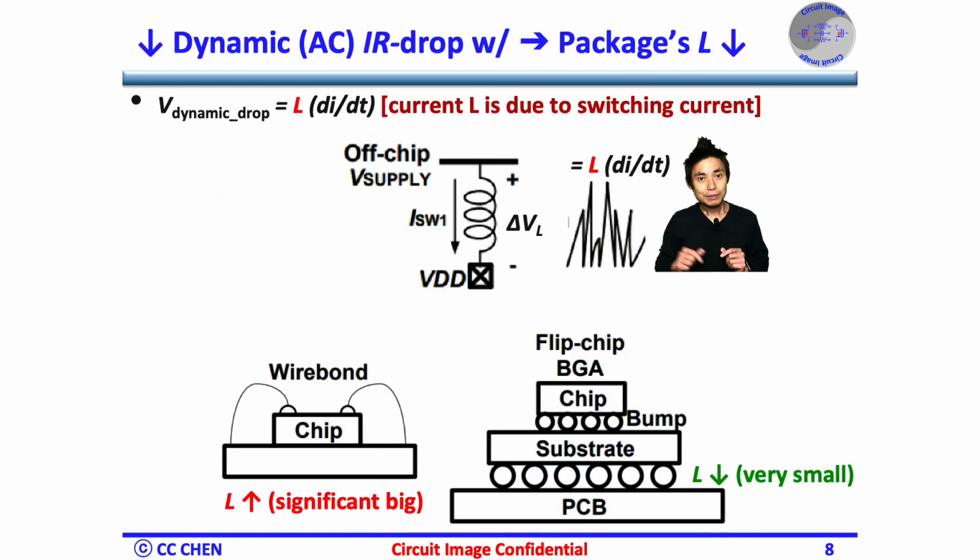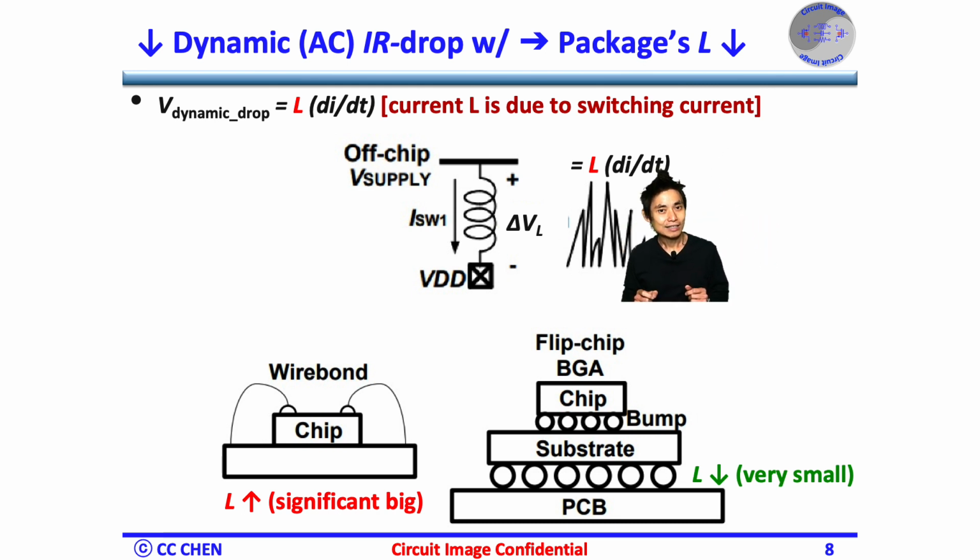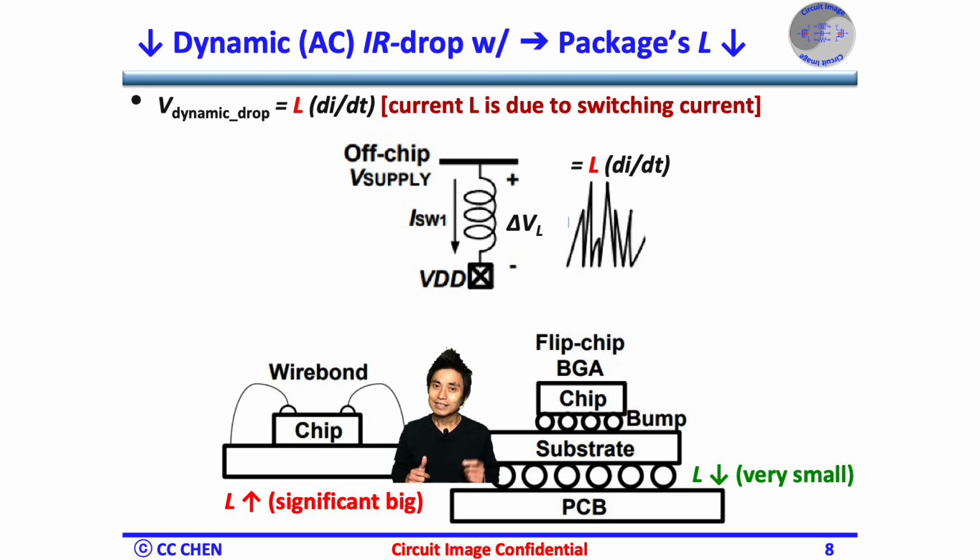Bingo! The dynamic voltage would be L times di/dt. Therefore, we must not only reduce the di/dt by adding the decoupling capacitor, but also reduce the inductance. Since the chip dimension is quite small, the inductance won't be too big, but the chip's package would add quite a big inductance here.